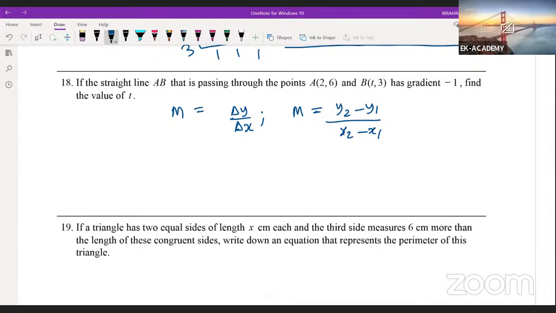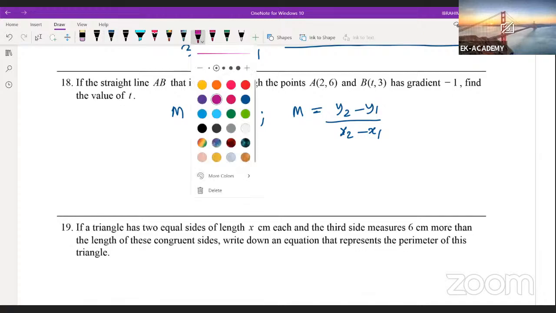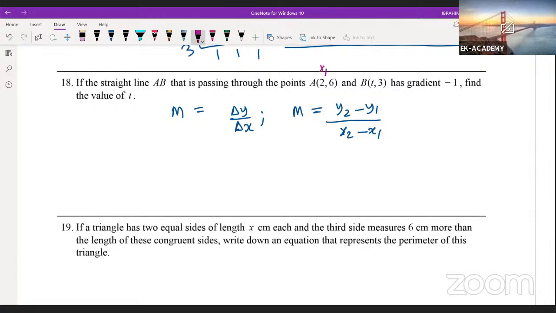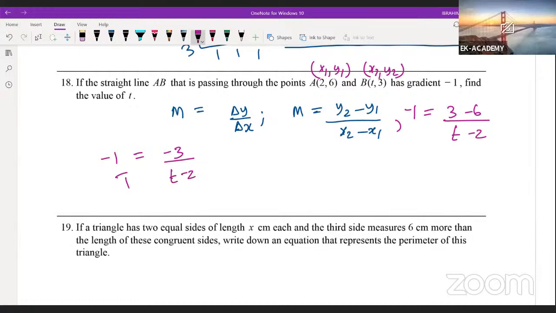So we're going to term this one here as x1, y1, and this one here x2, y2. So the slope is -1. We're going to say -1 now equals y2, 3, minus 6 over t minus 2. So -1 equals 3 minus 6, -3, over t minus 2, over 1 here, and you can cross multiply.